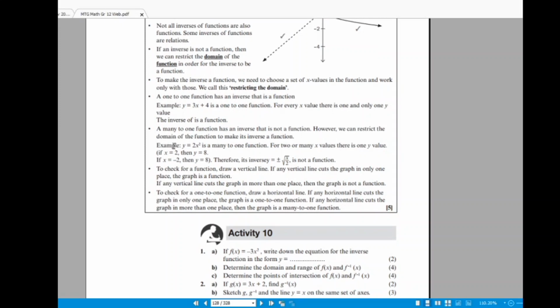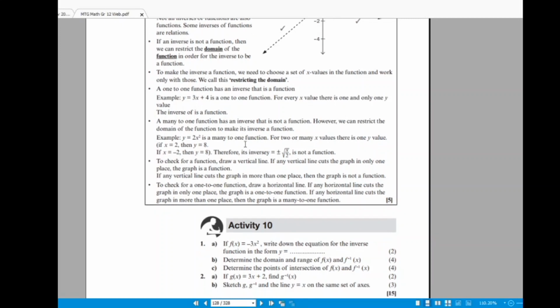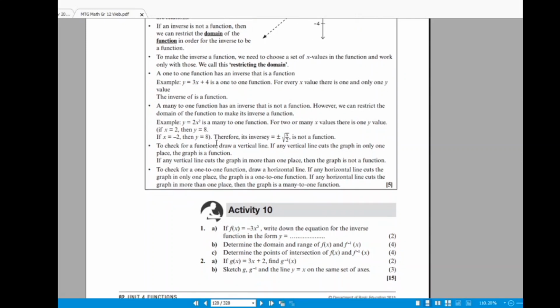And then an example is the function y equals 2x squared, a many-to-one function. For two or more x values, there is only one y value. And then if you restrict the domain, the inverse will become a function. Okay.